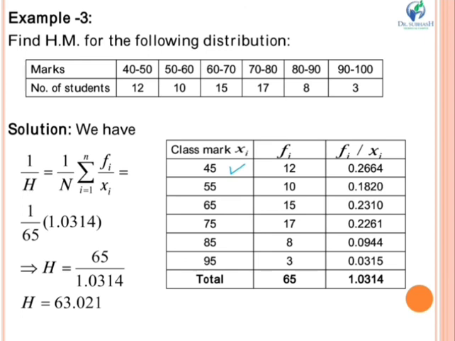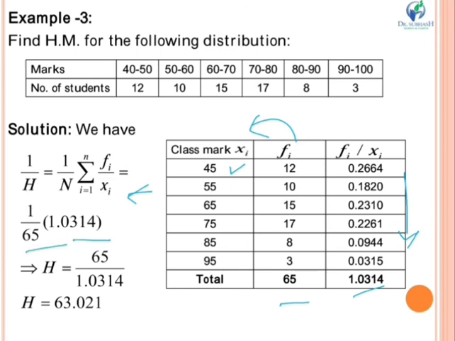Okay. And next fi is given to us. The summation of fi is 65 and we will calculate fi upon xi. We will divide fi by xi. We will do this for all the entries and we will find the summation, that is 1.0314. Now I will put these values in the equation of harmonic mean. So I get 1.0314 upon 65. But this is 1 upon H.